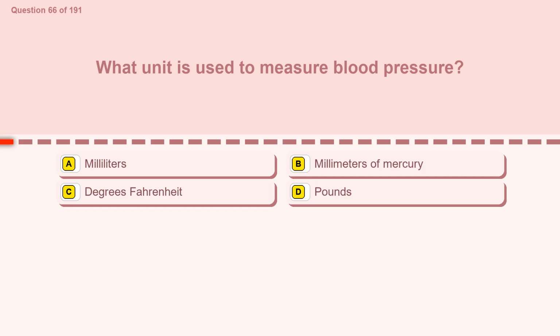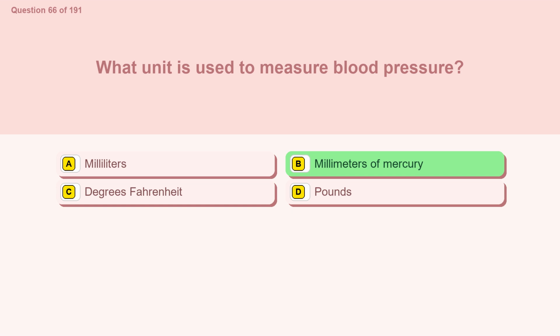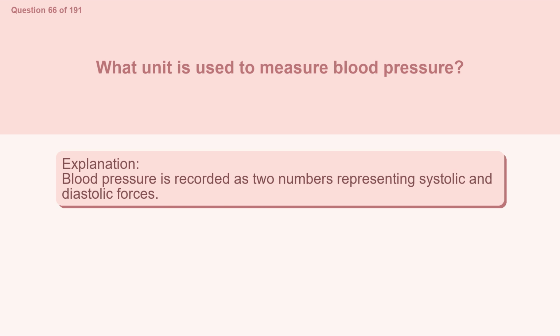Question 66. What unit is used to measure blood pressure? Option A, milliliters. Option B, millimeters of mercury. Option C, degrees Fahrenheit. Option D, pounds. The correct answer is option B, millimeters of mercury. Blood pressure is recorded as two numbers representing systolic and diastolic forces.